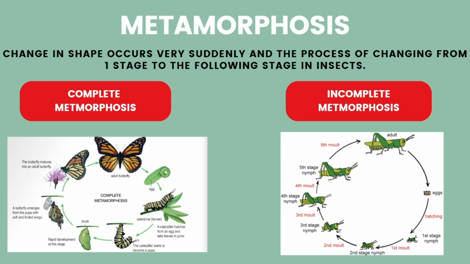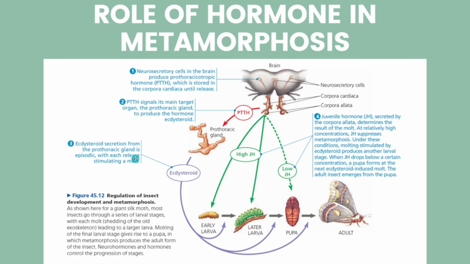We will focus more on complete metamorphosis. One of the major examples is the butterfly. This is a diagram from the Campbell book. You need to know their brain structure. Their brain has three major structures you need to know. The first one is the neurosecretory cell. The second one is the corpora cardiaca, and the third one is the corpora allata.